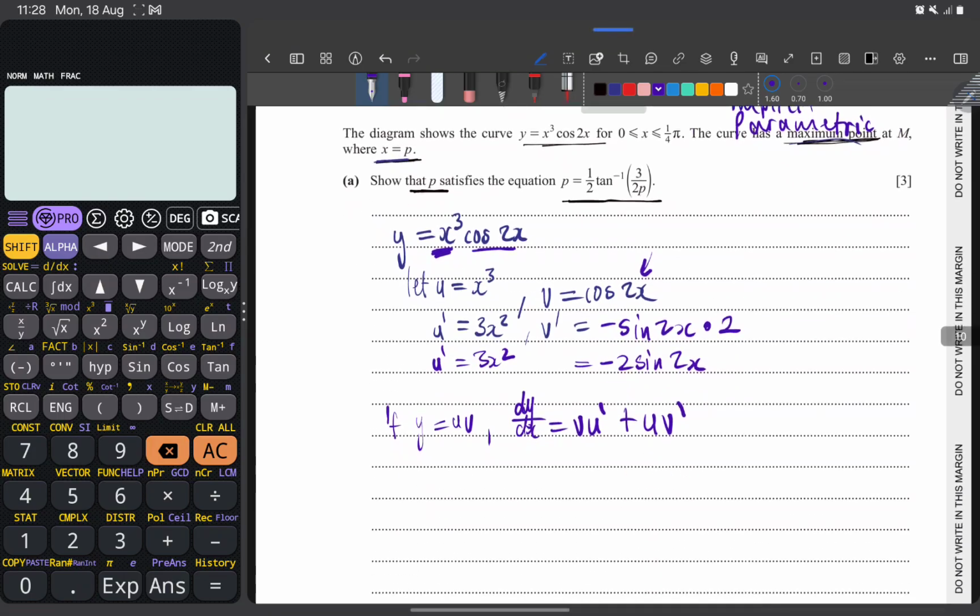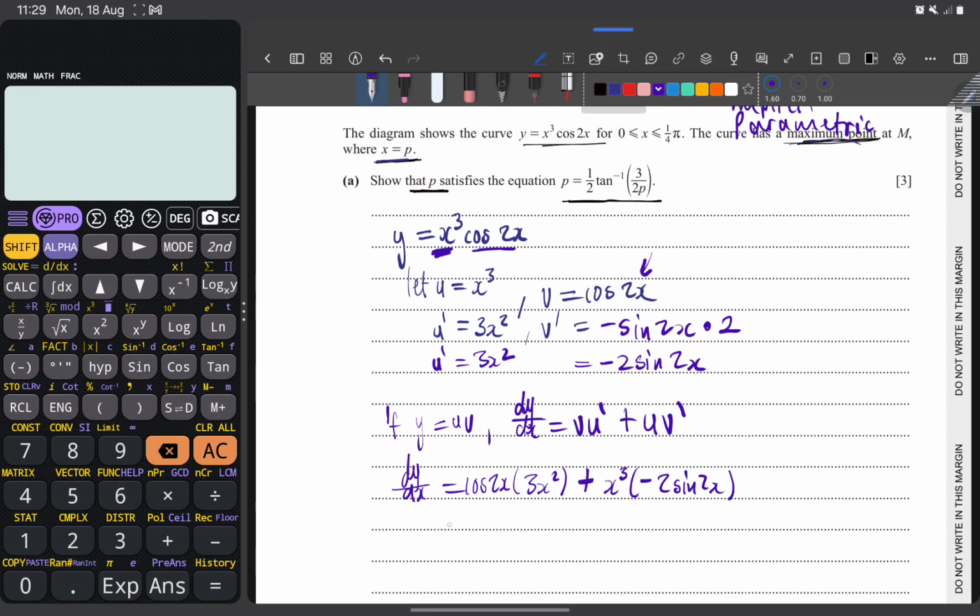So you can now say that dy dx will be equal to, what is my v? My v is going to be cos 2x. Then I multiply by u prime, which is the derivative of u, which is 3x squared. Plus, you add u, what is my u now? My u is x cubed. Then you multiply by the derivative of v, which is negative 2 sine 2x.